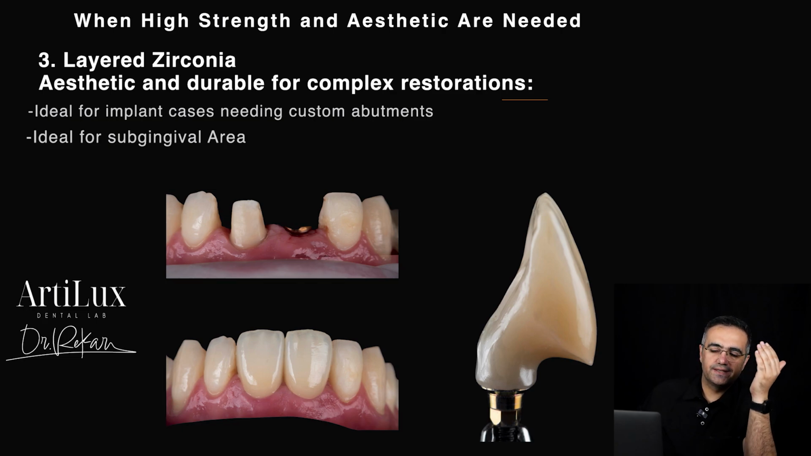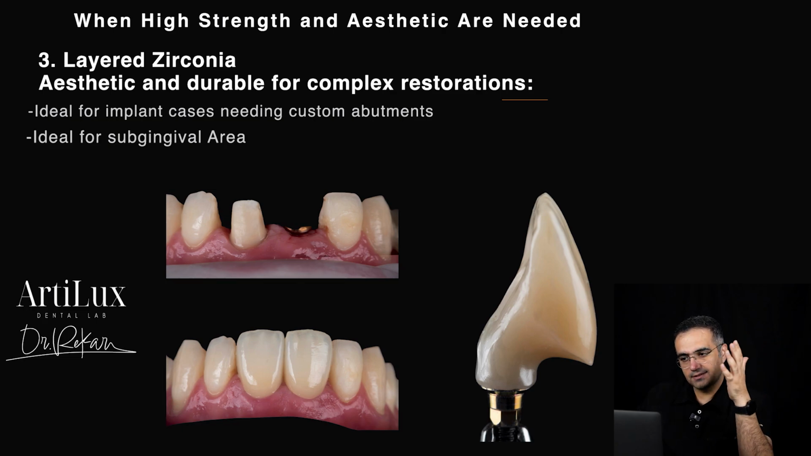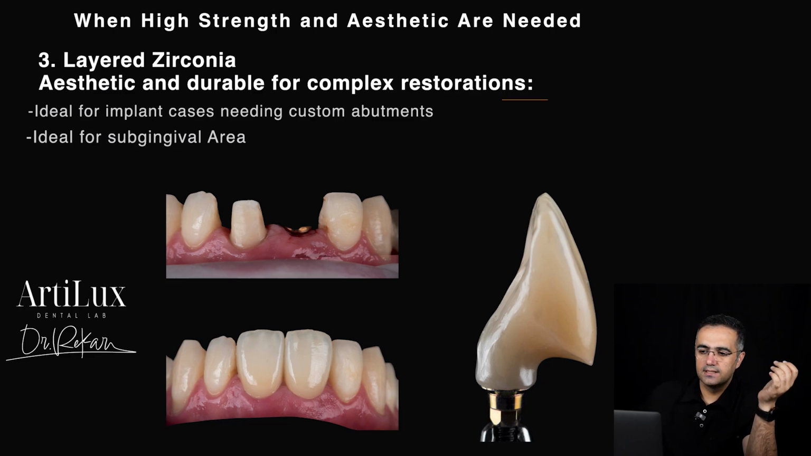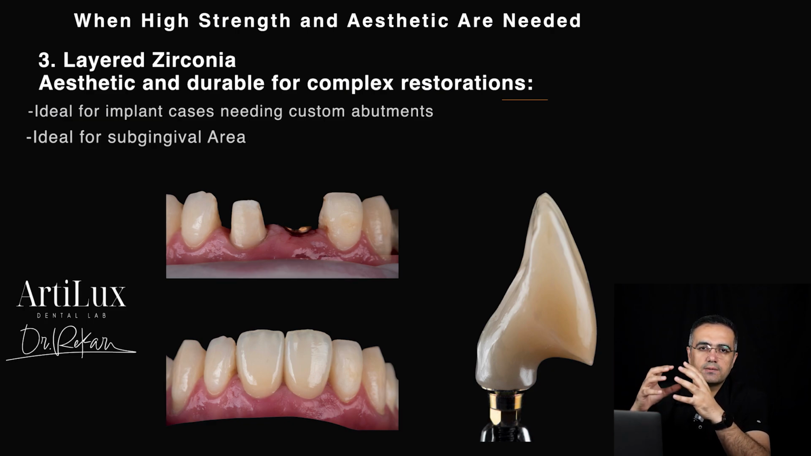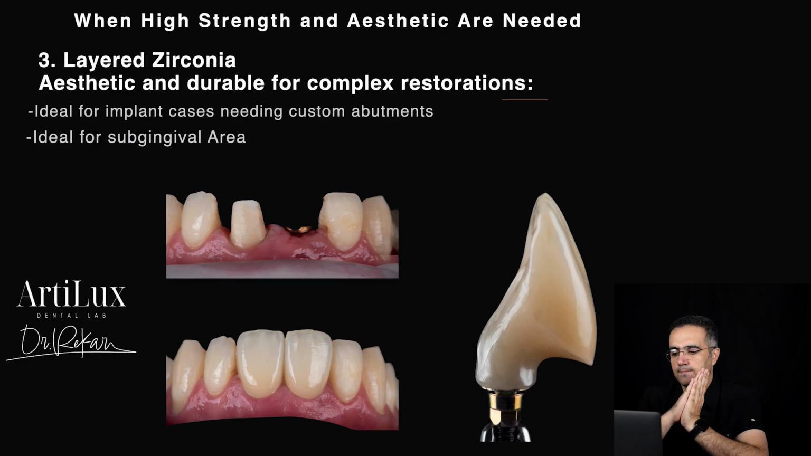The third option, when high strength and aesthetics are both needed, is the layered zirconia. We come to a material which is much denser than the lithium disilicate, which is zirconium. This material is, we can say, the ideal material for implant cases, especially when you need a custom abutment, and ideal for the gingival area, because high polished zirconia is very biocompatible. Even if it is not recommended to remove it again, there will be some kind of connection between the soft tissue and the abutment.